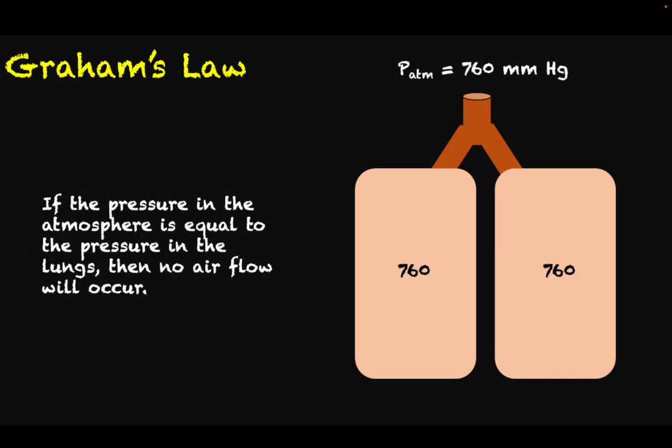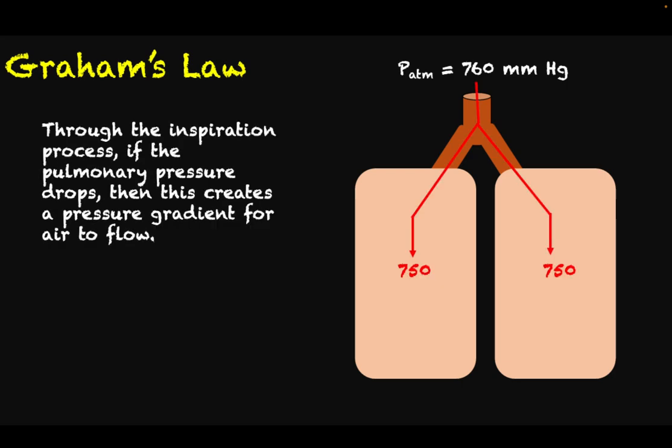So let's say we have a situation where the total atmospheric pressure, so this is the air pressure that's all around us, is 760 millimeters mercury. If the pulmonary pressure inside each of the lungs is also 760, then there's not going to be any airflow because air will only flow, according to Graham's law, if there is a difference in pressure. So air will only flow from high to low. It will not flow from same to same.